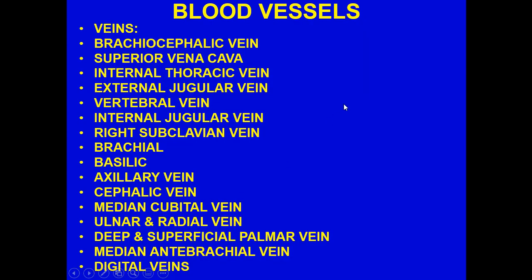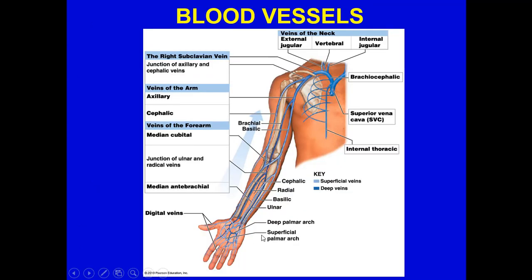Now with the veins, in the same situation, you want to be mindful of the brachiocephalic vein, the superior vena cava, internal and external thoracic vein, the internal and external jugular vein, the vertebral vein, the right subclavian vein, the brachial, the basilic, the axillary vein, the cephalic vein, the median cubital vein, the ulnar and radial vein, the deep and superficial palmar veins, the median antebrachial vein, and the digital veins. What are we talking about here? Start from the digital veins.